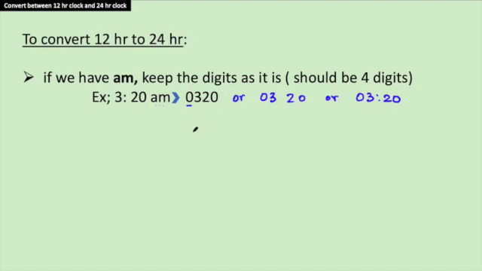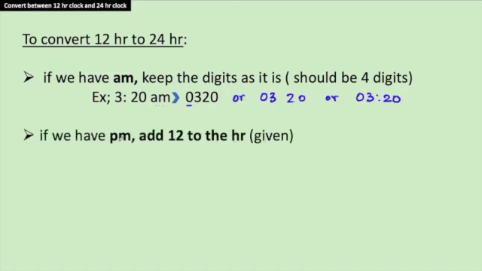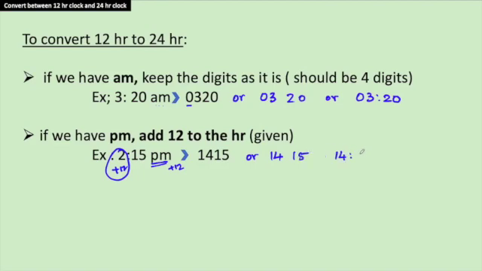Second point to be noted is when we have PM, we should add 12 to the hour. The digit in the hours place, we have to add 12 to it. Let us see an example. 2:15 PM. Whenever we have PM, we need to add 12 to it. So 12 should be added to the digit in the hours place. So it is 2 plus 12, 14:15, or we can write 14 15 with a space or with the colon sign. These are the 3 different methods again.